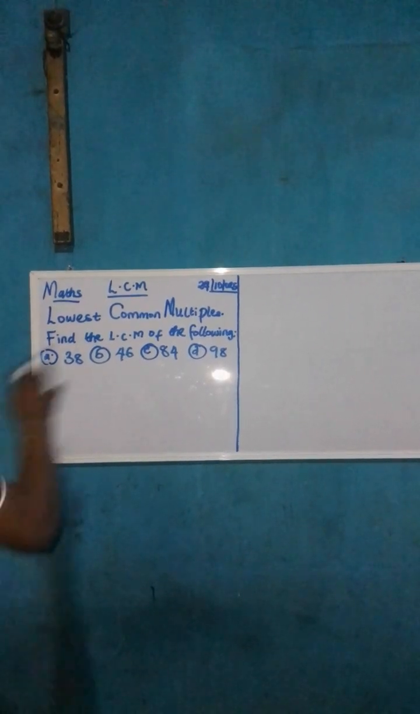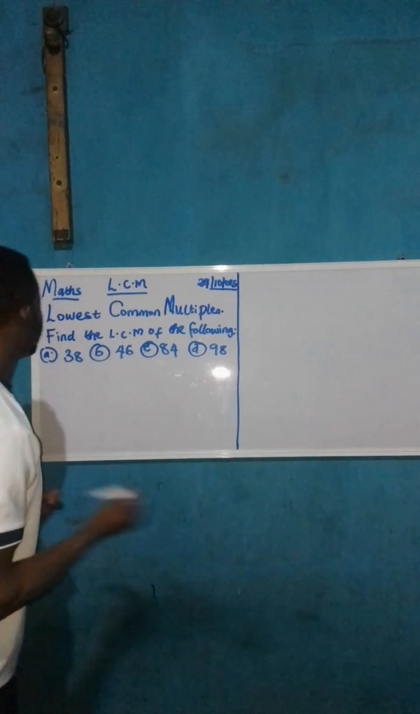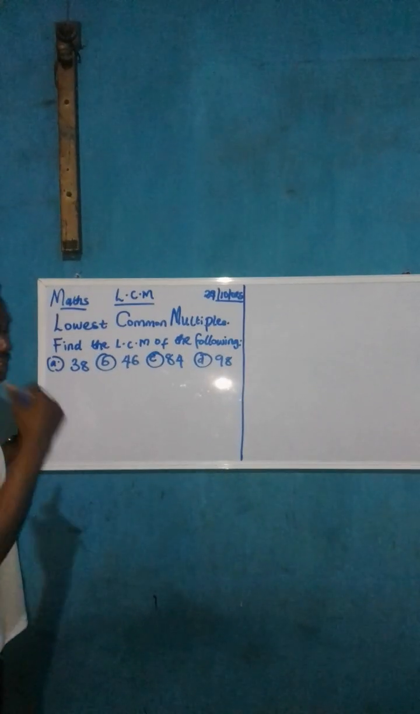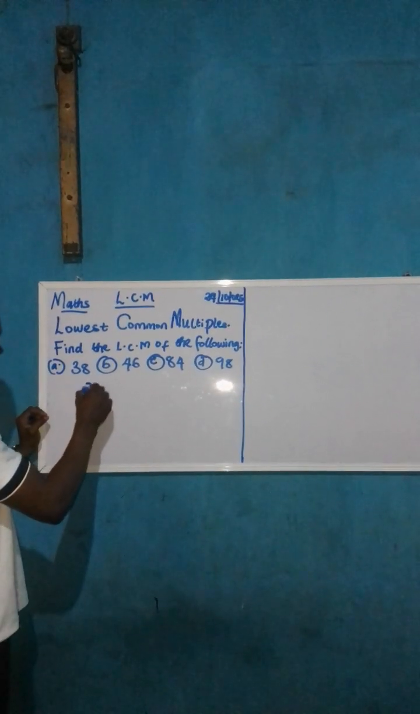So we'll find the lowest common multiples to this. So please pay attention, okay? Okay, don't distract it. So find the lowest common multiples of 38, 46, and 84, right? So what is the LCM of 38?